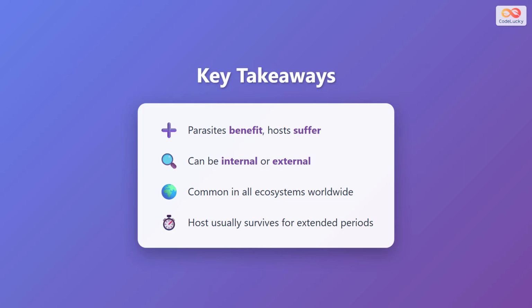Let's recap the main points about parasitism. In parasitic relationships, parasites benefit while hosts suffer harm. Parasites can be internal, living inside the body, or external, living on the surface. Parasitism is a common interaction found in all ecosystems worldwide, from tropical rainforests to Arctic tundras. Unlike predation, where the prey is killed quickly, in parasitism, the host usually survives for extended periods, allowing the parasite to continue benefiting from the relationship. Understanding parasitism helps us appreciate the complex web of interactions that shape life on Earth.